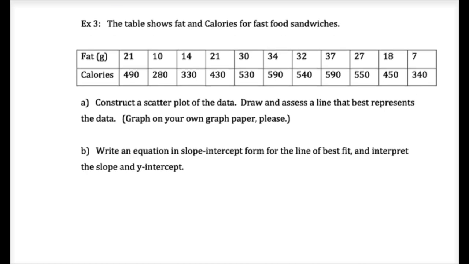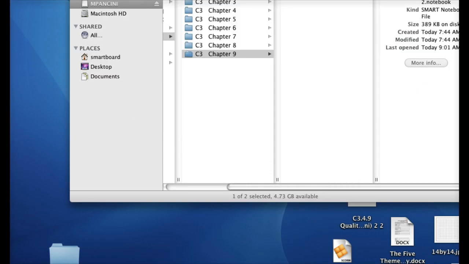The table shows fat and calories for fast food sandwiches. Okay? You guys are growing up a lot healthier than we did. You guys know that there's a lot of fat and calories in fast food sandwiches. The more fat, the more calories. Probably a positive relationship here. All right, construct a scatter plot for the data. Draw and assess a line that best represents the data. You're going to do this, guys, on your own graph paper. So go to your graph paper on the side, and let's make a graph.